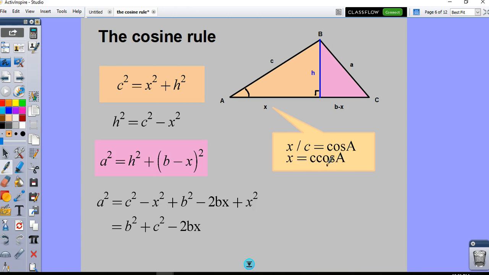So we take this and substitute it for x here, and we end up with a squared equals b squared plus c squared minus 2bc cosine A. And that's the cosine rule.